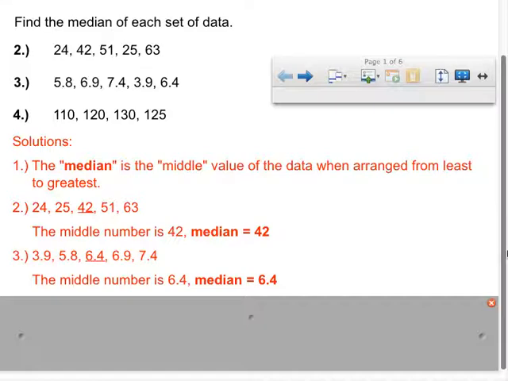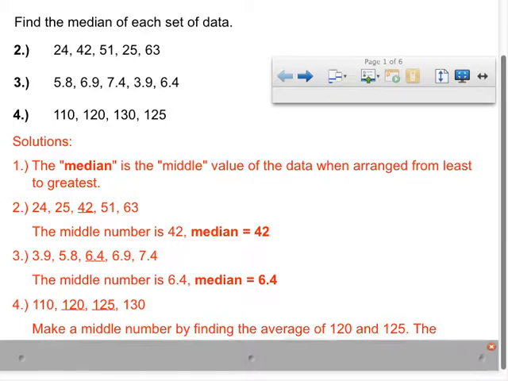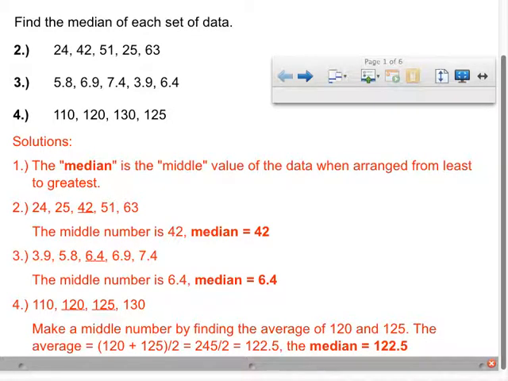So this is why I had that quotation mark around middle. So here it's ordered from least to greatest. You see 120 and 125. Those are the two in the middle. We don't have a middle value. So we're going to make a middle value by finding the average of these two.